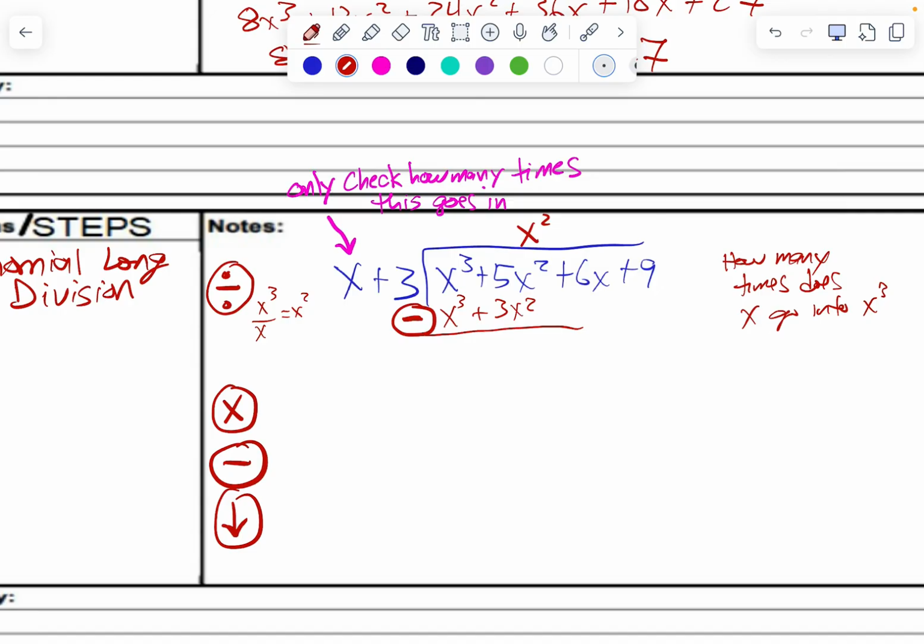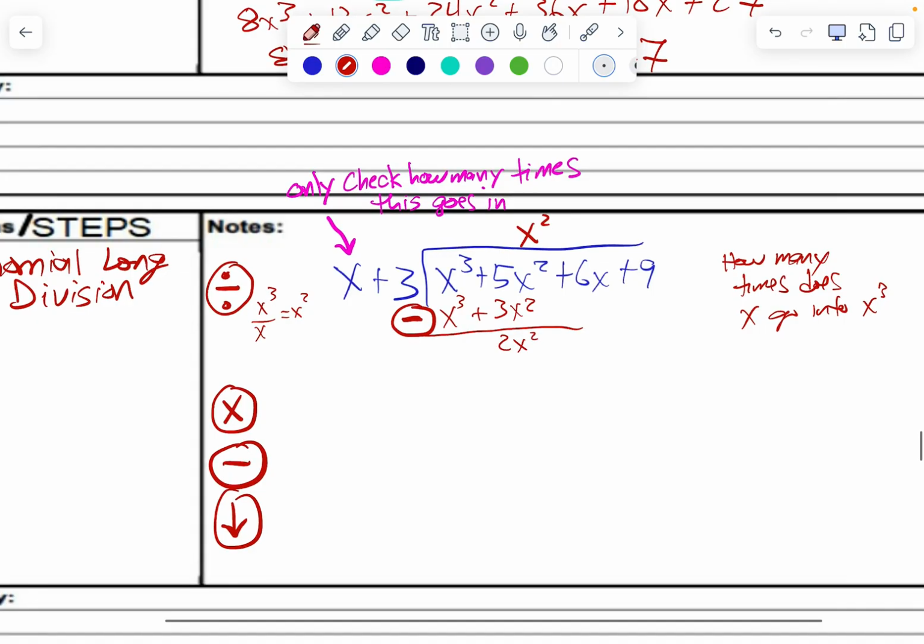Now we're doing the subtraction. We just subtract vertically. So x cubed minus x cubed. That first term should always go away if you do it correctly. This first one should always be 0. And then 5 minus 3 is 2, and that's 2x squared. Now we're ready to bring down the next term, so plus 6x. Okay, and that completes the cycle.